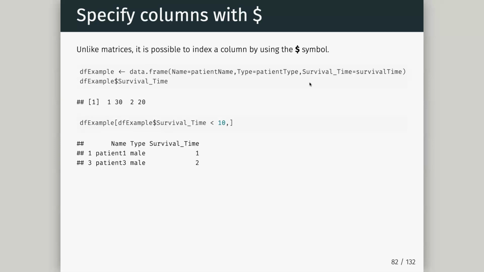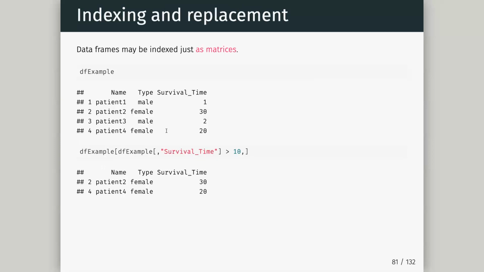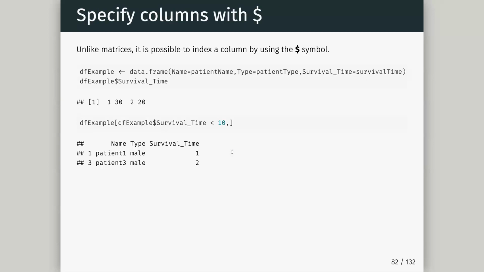Then I can use that, as I said, just like I did with square brackets. So in this case, I can do what I did in the previous slide, where I said df example square brackets, survival time is greater than 10. Now I'm going to do dollar, survival time is less than 10. That actually looks a little simpler to me. It looks a little simpler than maybe the previous slide.